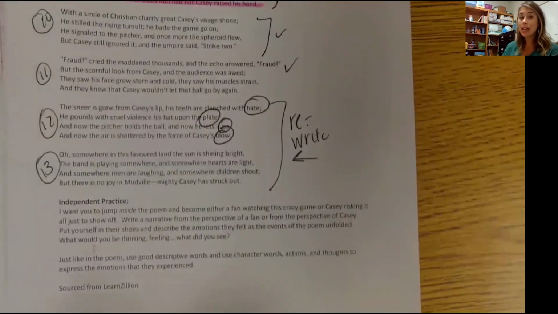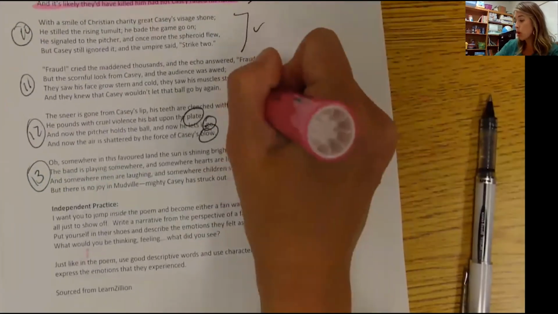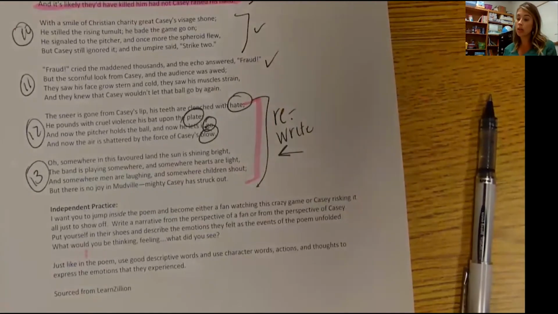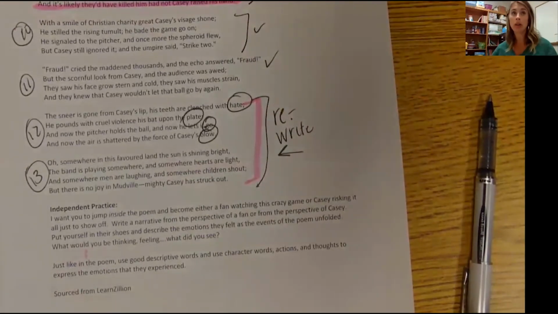On to the last stanza. Now remember, guys, you are rewriting these as your own independent practice. Let's get to the last one.